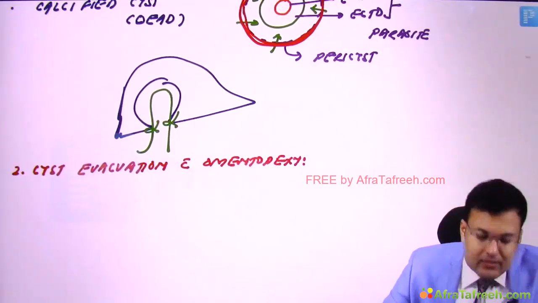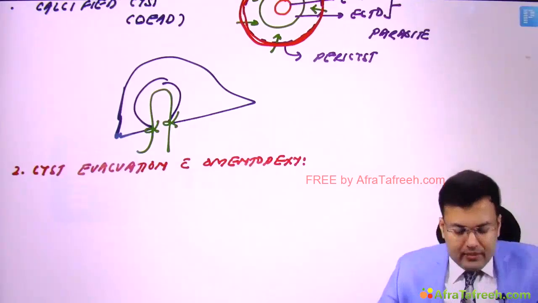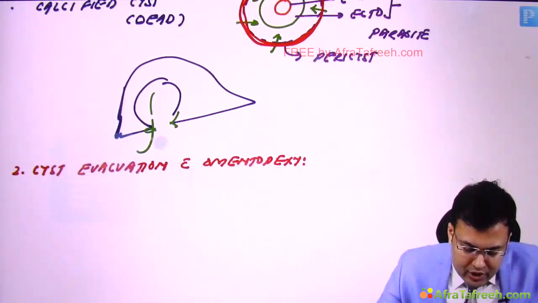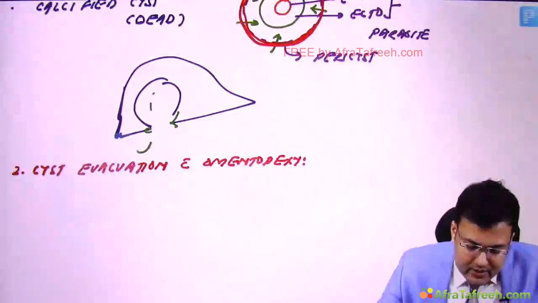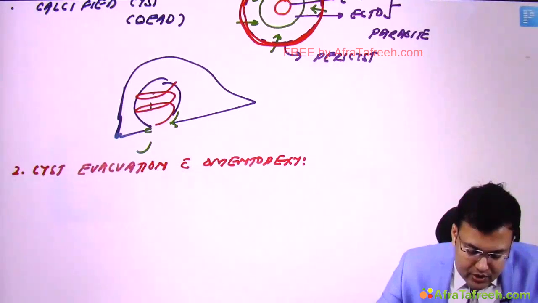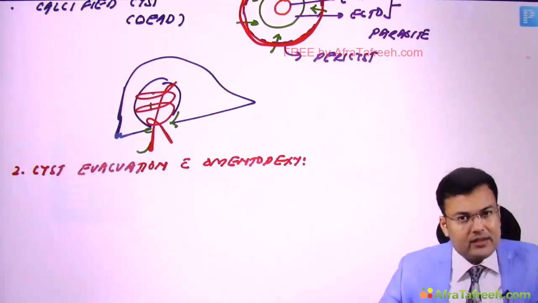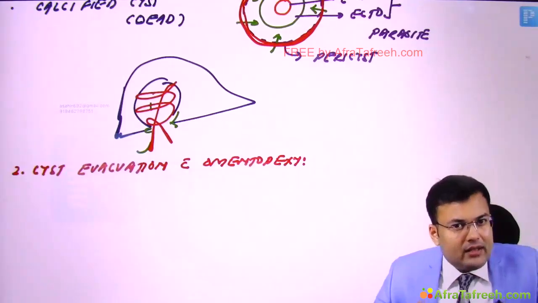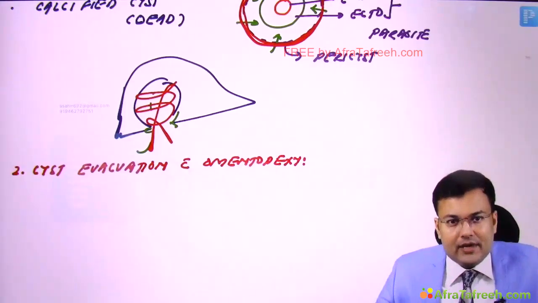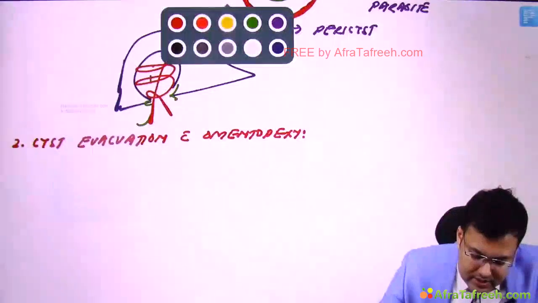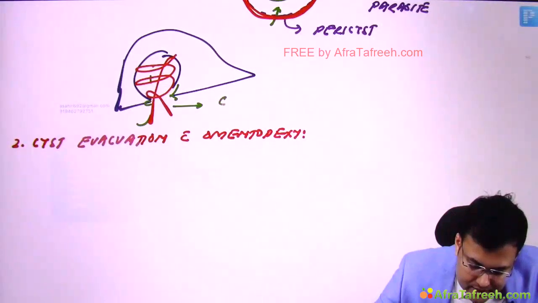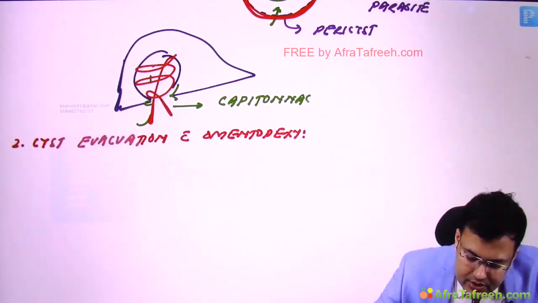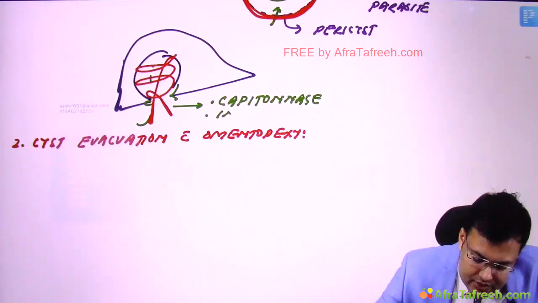Sometimes if you don't want to put omentum inside, you can obliterate the cyst cavity with the help of sutures. If you obliterate the cyst cavity with sutures, this is known as capitonage, and there is another technique known as introflexion. So this obliteration can also be done by capitonage or introflexion. This was asked in Maharashtra once.